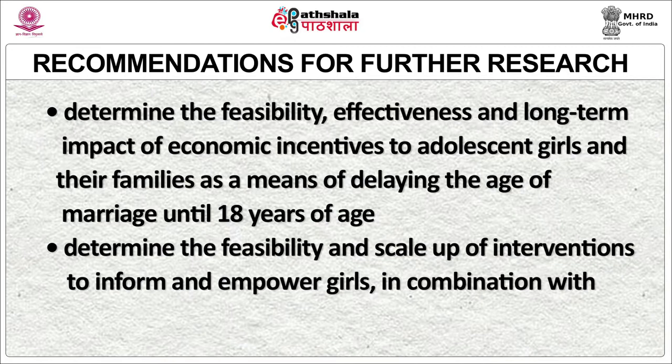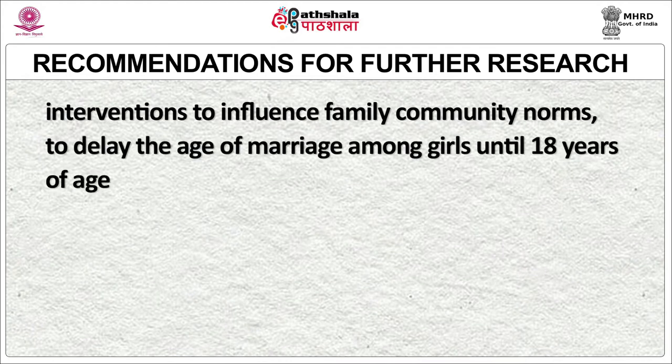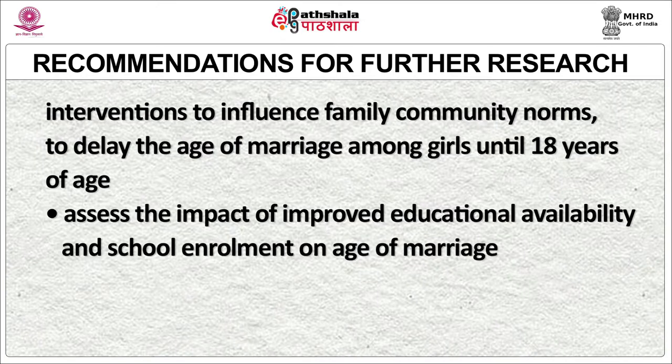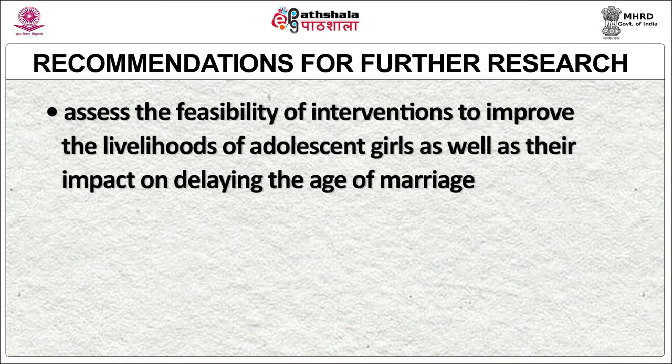Research can also be undertaken to determine the feasibility and scale up of interventions to inform and empower girls, in combination with interventions to influence family and community norms to delay the age of marriage among girls until 18 years of age. Some of the research can also focus on assessing the impact of improved educational availability and school enrollment on age of marriage. Also, research can be undertaken to assess the feasibility of interventions to improve the livelihoods of adolescent girls, as well as their impact on delaying the age of marriage.